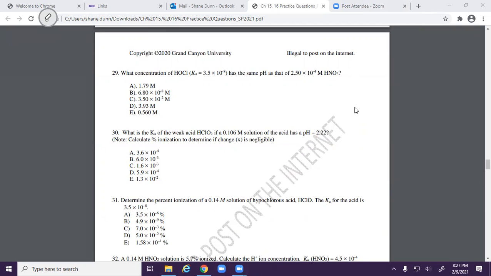So calculate ionization. So what are we dealing with right now? Does it have a high ionization or low? If I tell you strong acids ionize 100%, the weak acid is low, right? So you can assume the X is negligible. For weak acids, always assume the X is negligible.